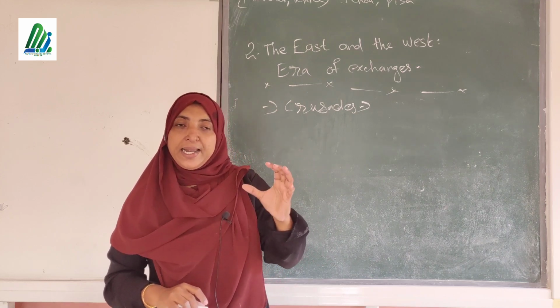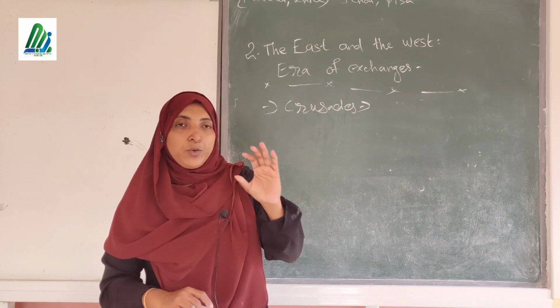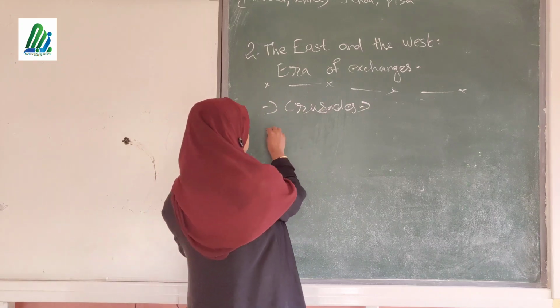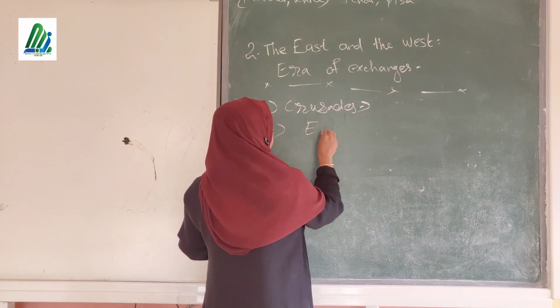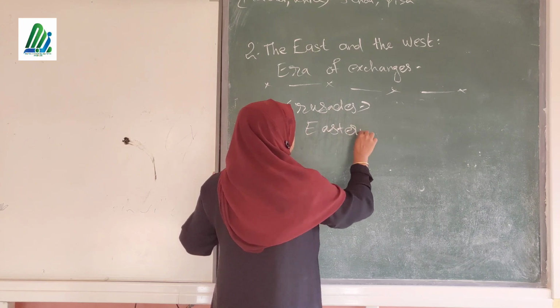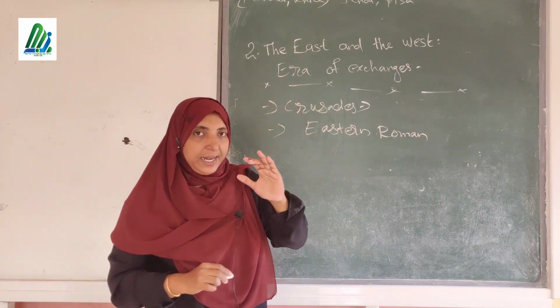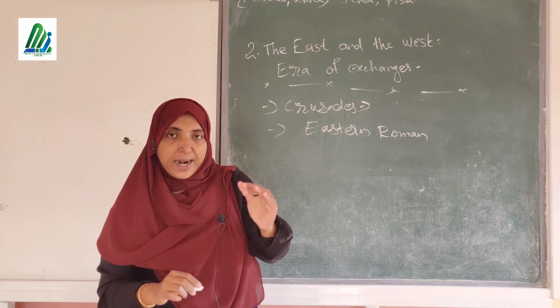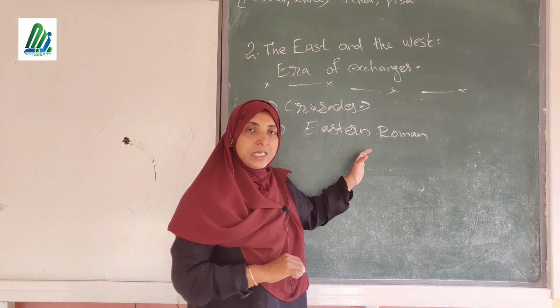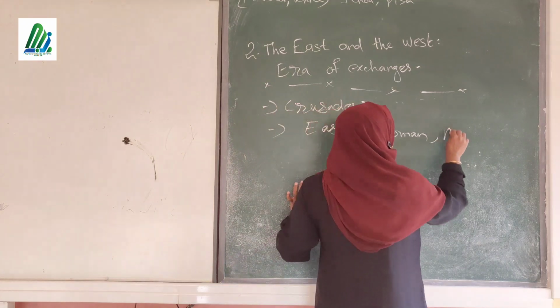So most of the Italian traders had a good trade relationship with the Eastern Roman Empire. You know that Italian people, who belong to the Western Roman Empire, had a good trade relationship with the Eastern Roman Empire and Arab people.